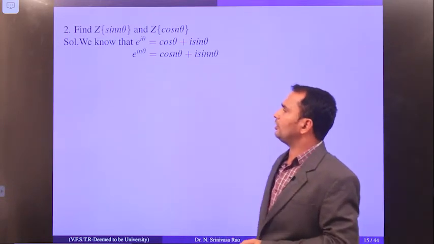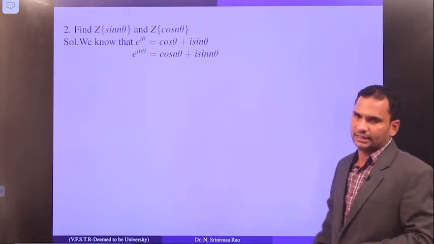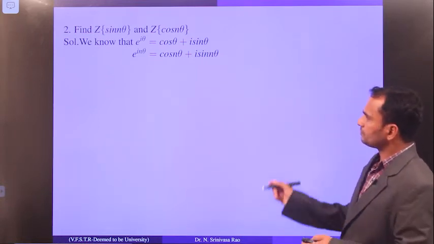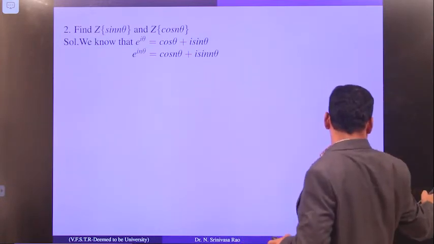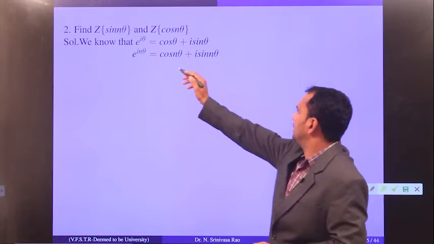Find the Z transform of sin n theta and cos n theta. For solving this, we are going to proceed with a simple mathematical equation, e power i theta.